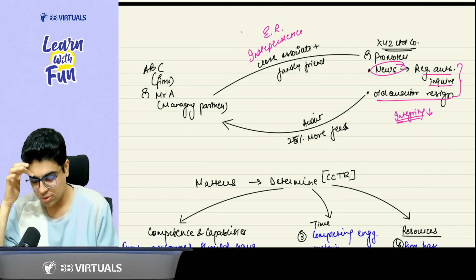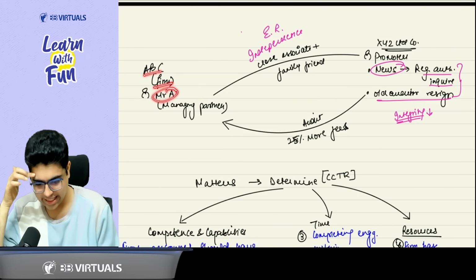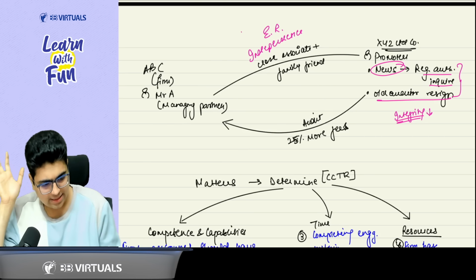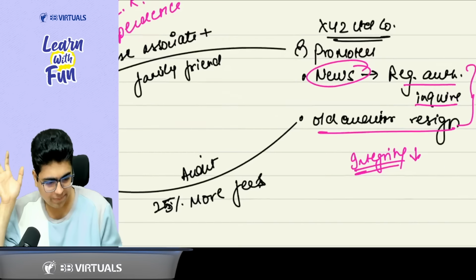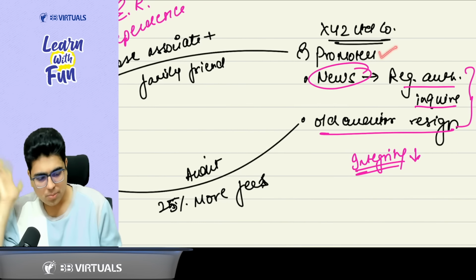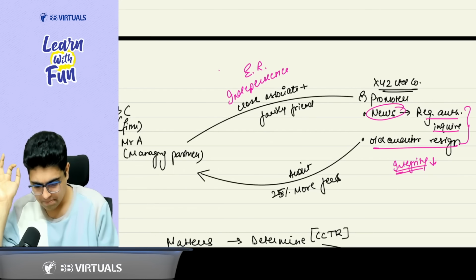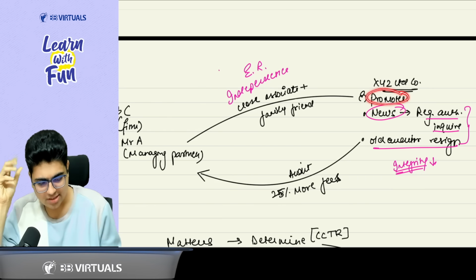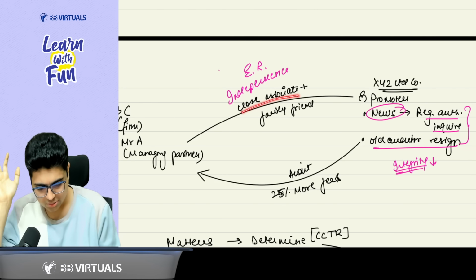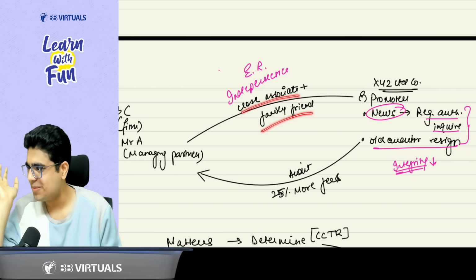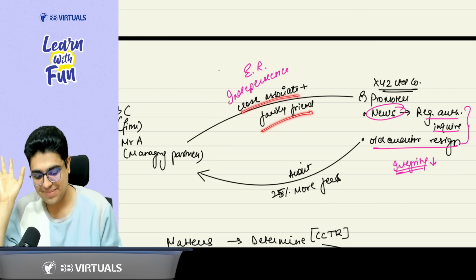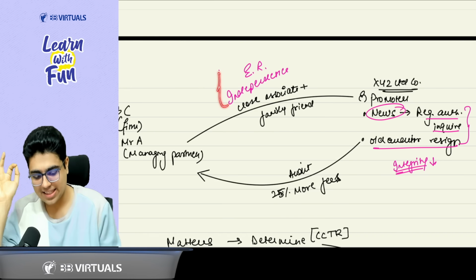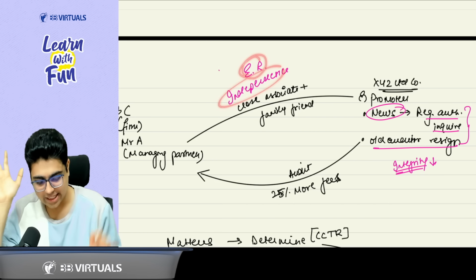In the question, there is an ABC firm which has Mr. A as the managing partner. Mr. A is the managing partner of the audit firm. There is a company called XYZ Limited Company, and there is a promoter of the company. Understand one thing. Mr. A, who is the managing partner of the firm, and the promoter are close associates. They are family friends. That means there is some familiarity threat. This will impact their ethical requirement. There will be a problem of objectivity.